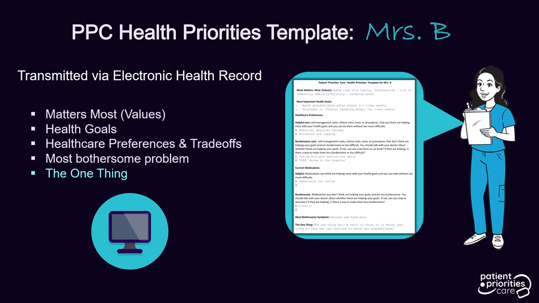Next are health outcome goals. These are the things that are specific, realistic, and actionable and linked to what is most meaningful to them. This is what they would like to achieve in their life.